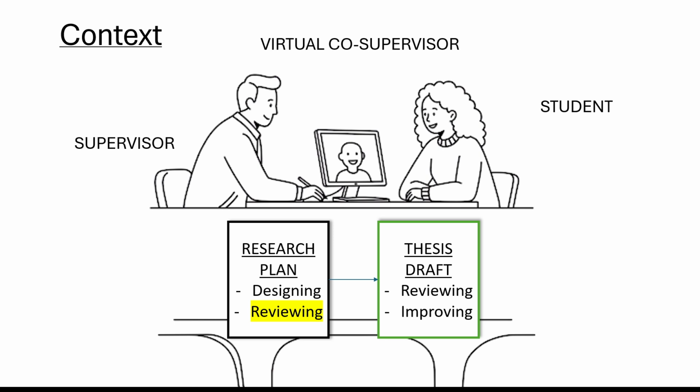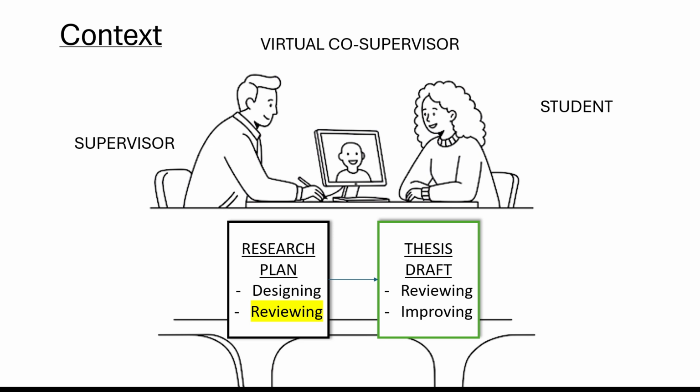When we look at the context of the supervision process, we can identify the initial steps, which are formulated as a research plan, and then when the research progresses, we will have a thesis draft. The research plan is designed and then reviewed by the supervisor. The designing is, of course, by the student. So REPLEI is doing this reviewing part of the supervision context.